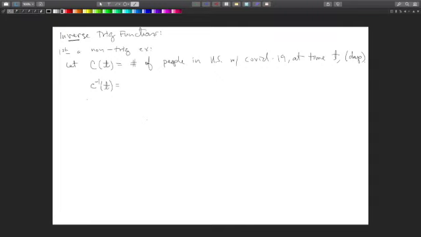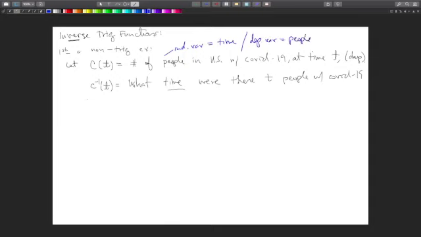So it's like this. This is, at what time were there T people with COVID-19. So you see how the independent variable here was time, and the dependent variable was people. Down here, that's just reversed. Here, the independent variable is people, and the dependent variable is time. Cool? Promise? No?